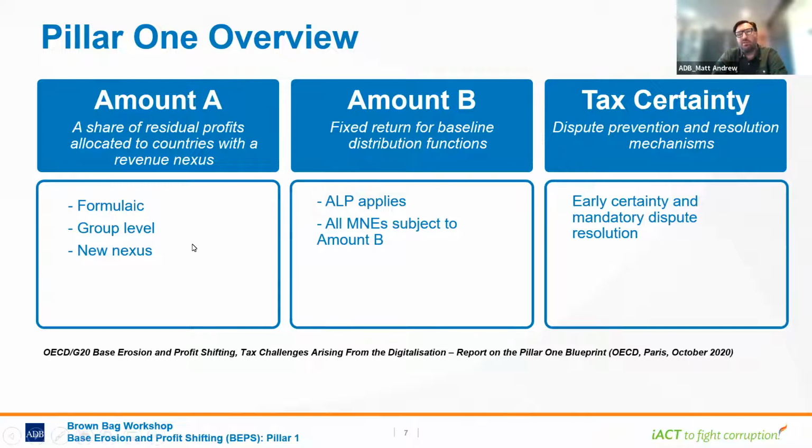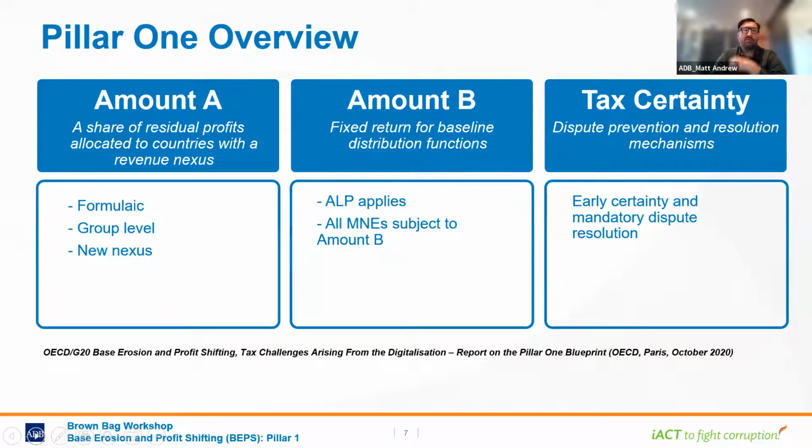And the third unique thing from my perspective is this new nexus for Amount A, which is based on a revenue connection to a market jurisdiction and is not limited to a physical presence test as per Article 5 of the tax treaties. The purpose of Amount A is to reward a market jurisdiction where a multinational is receiving profits through a direct relationship with the users and consumers in that market jurisdiction, i.e. it's getting revenue. So it's a revenue connection, not a physical connection.